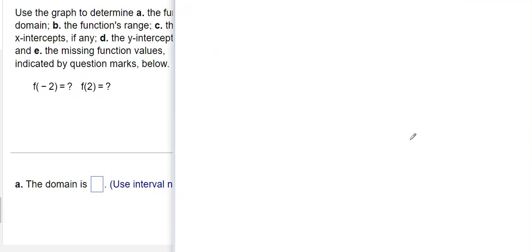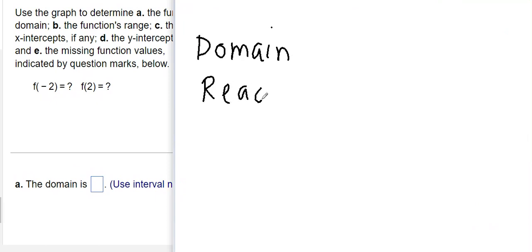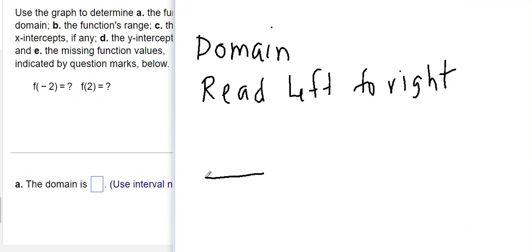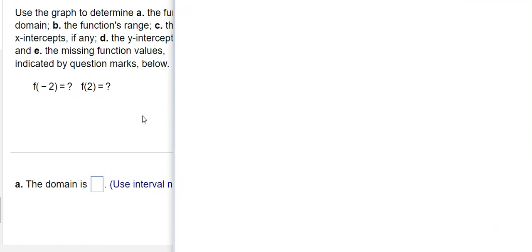Now, when we do our domain, we read it left to right. And we have to remember, if it goes forever that way, that's negative infinity. And if it goes forever that way, it's positive infinity, okay? And we never include infinity, because to include infinity means you can reach it. But that's what infinity means, is that you can't reach it. It goes forever. So we're going to take a look at this graph.